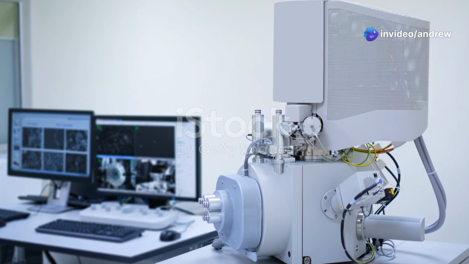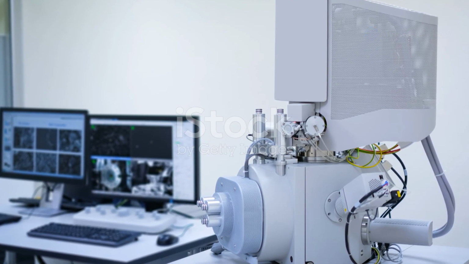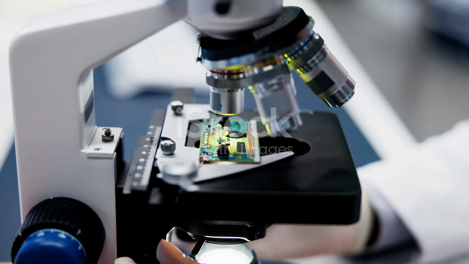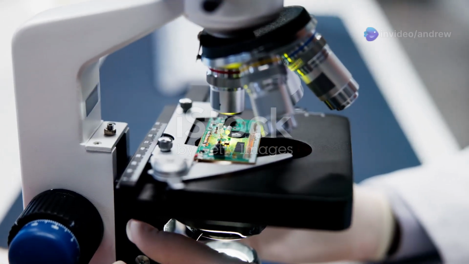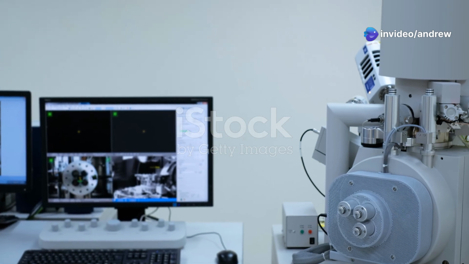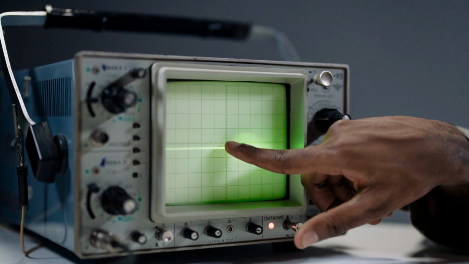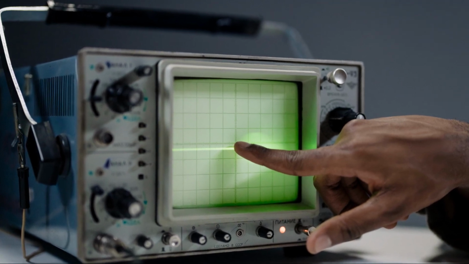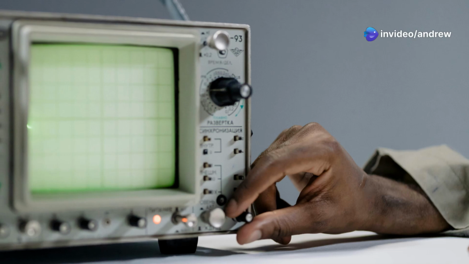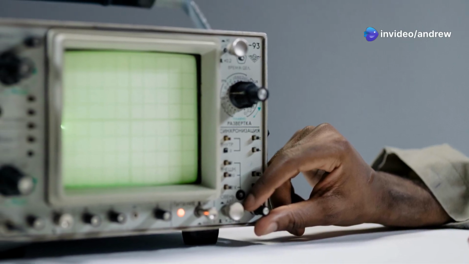The scanning electron microscope, or SEM, is another type of electron microscope. Unlike the TEM, which transmits electrons through a specimen, the SEM scans a focused beam of electrons across the surface of a specimen. As the electron beam scans the surface of the specimen, it interacts with the atoms in the specimen. This interaction produces a variety of signals, including secondary electrons, backscattered electrons, and X-rays. These signals are then detected by detectors and used to create an image of the surface of the specimen.